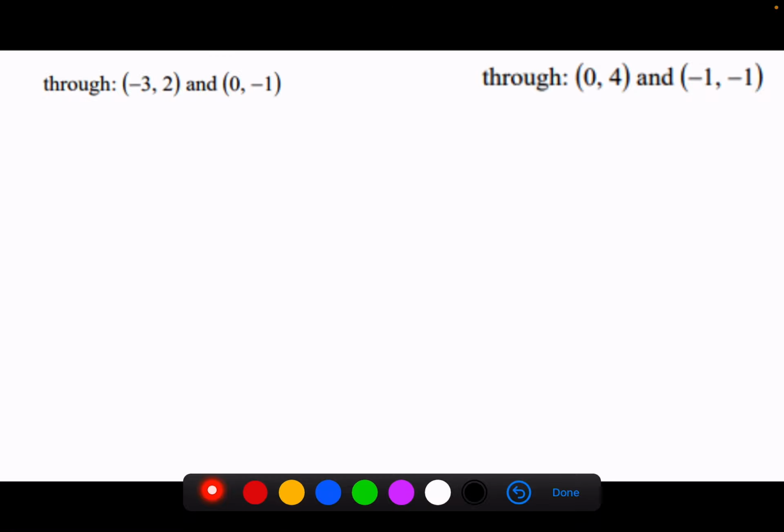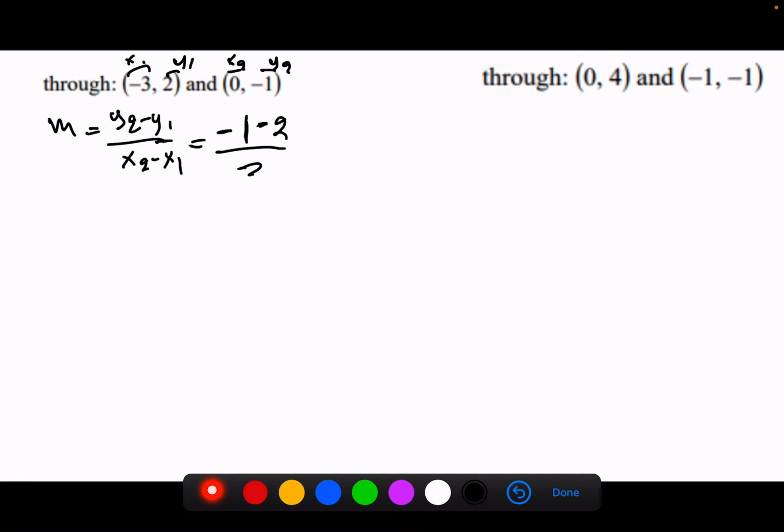Now through the points negative 3, 2, and the point 0, negative 1. So we can solve for m and for b. So we know m is y2 minus y1 over x2 minus x1. So this is my x1, this is my y1, my x2, my y2. So let's go ahead and solve this. So now we have negative 1 minus 2, which is negative 3, over 0 minus negative 3, which is just 3. So I have negative 3 over 3, which is equal to negative 1.